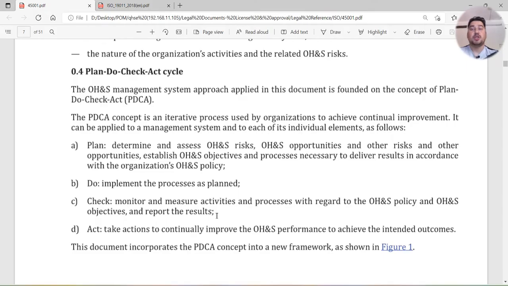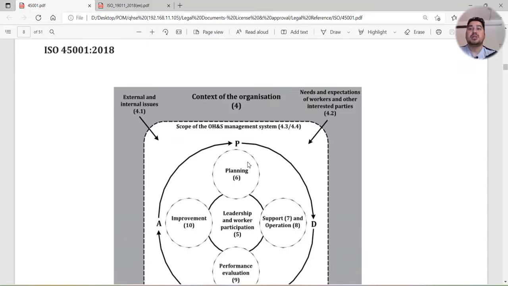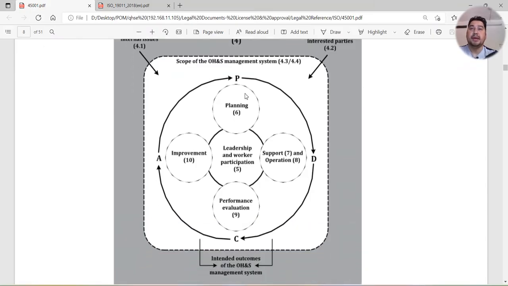Once you check, if there are any issues or you have to continuously improve, then you have to act. You have to take actions for continual improvement. So this is the PDCA cycle: P here, D here, C, and A. As you know, there are total 7 clauses, clause number 4, 5, 6, 7, 8, 9, 10. These 7 clauses are audited, as I said earlier.